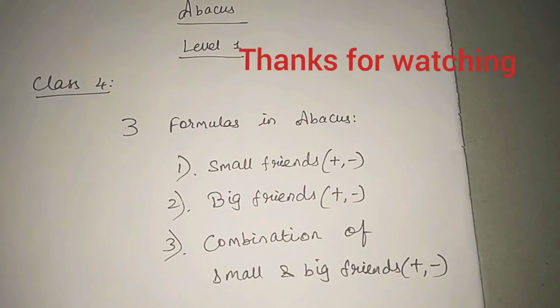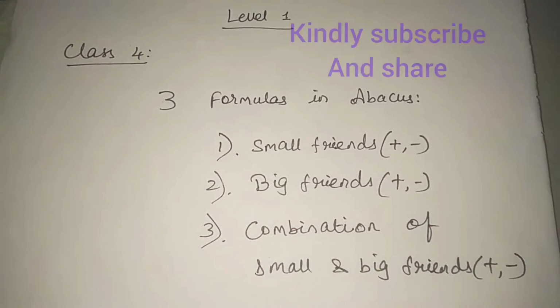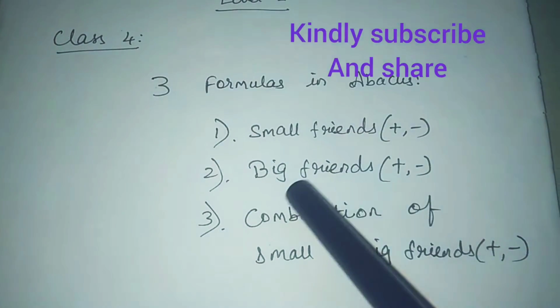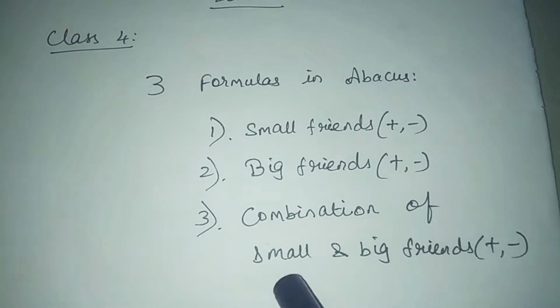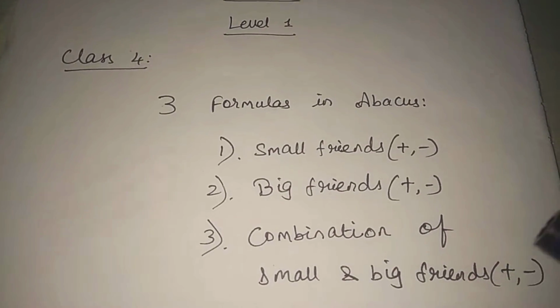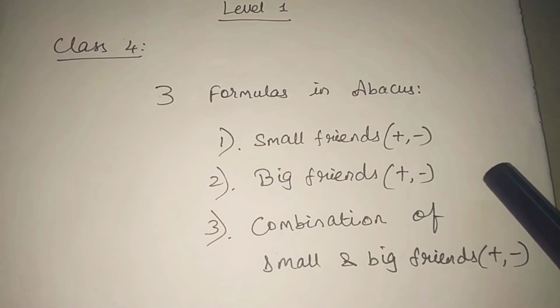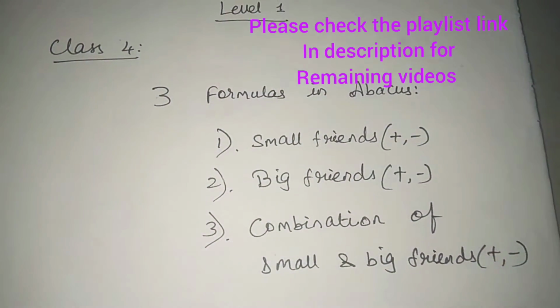Hello friends, we are in level 1 class 4 in Abacus. There are 3 formulas in Abacus, right? Small friends addition and subtraction, big friends addition and subtraction, combination of small friends and big friends. When enough bits are not available to add or subtract, then we'll use these formulas, okay? In this video, we are going to see small friend formula in detail, right?